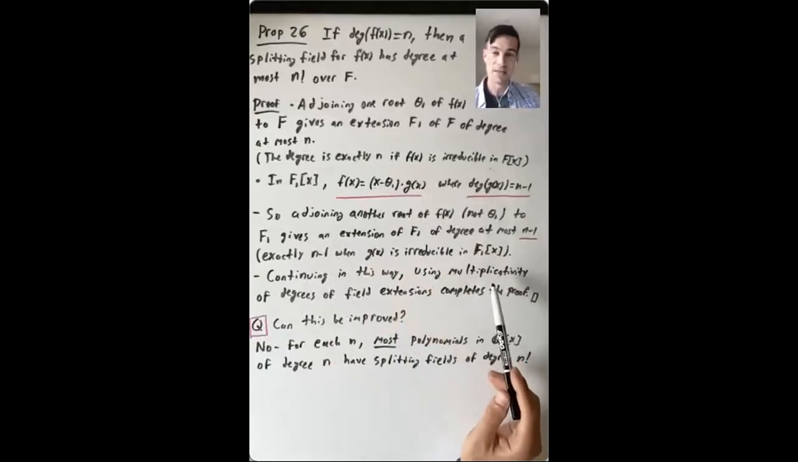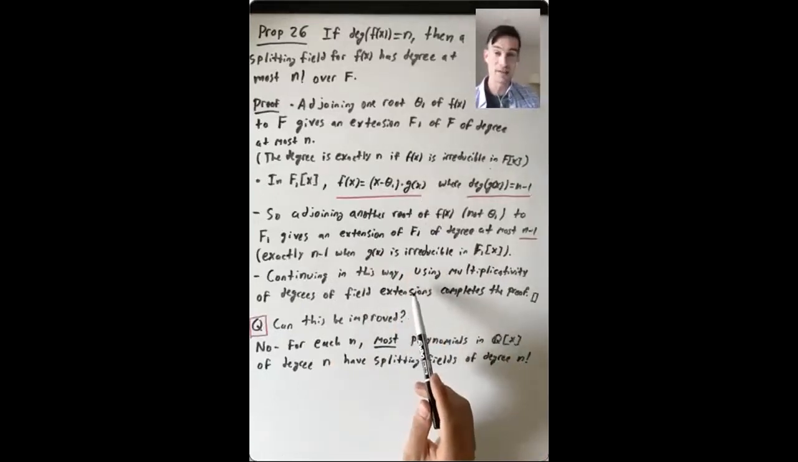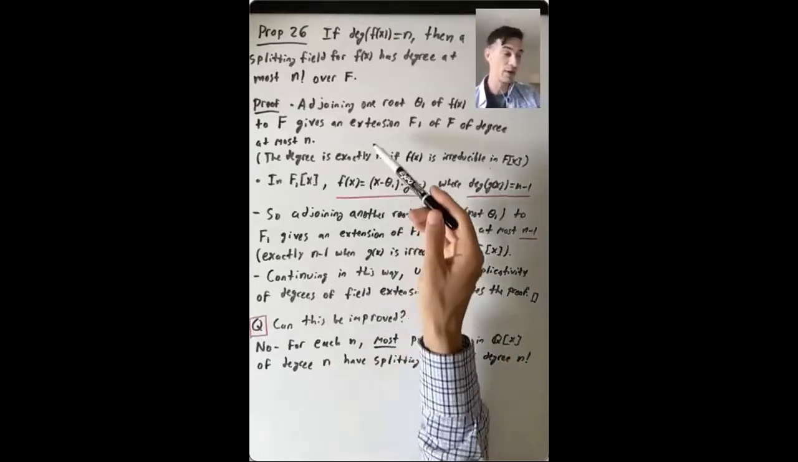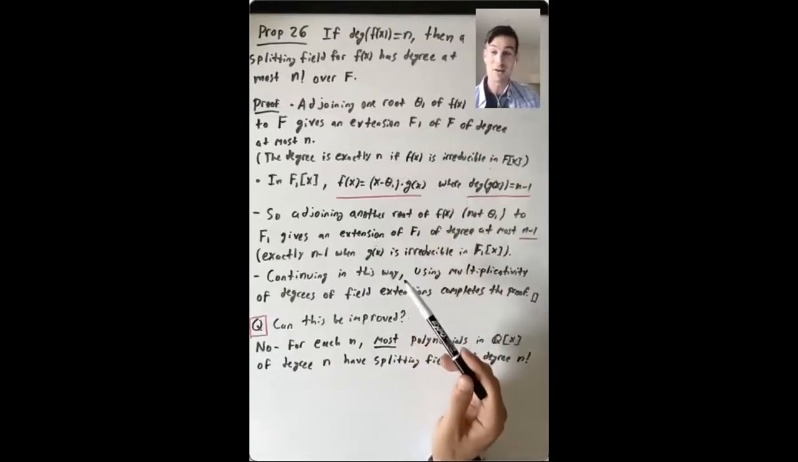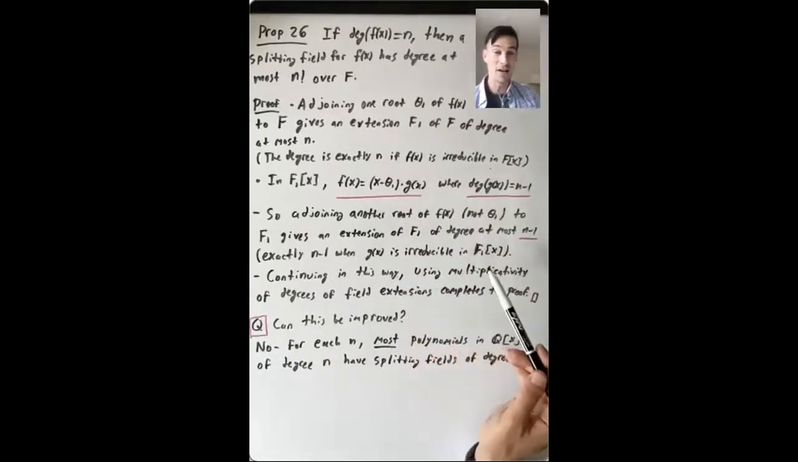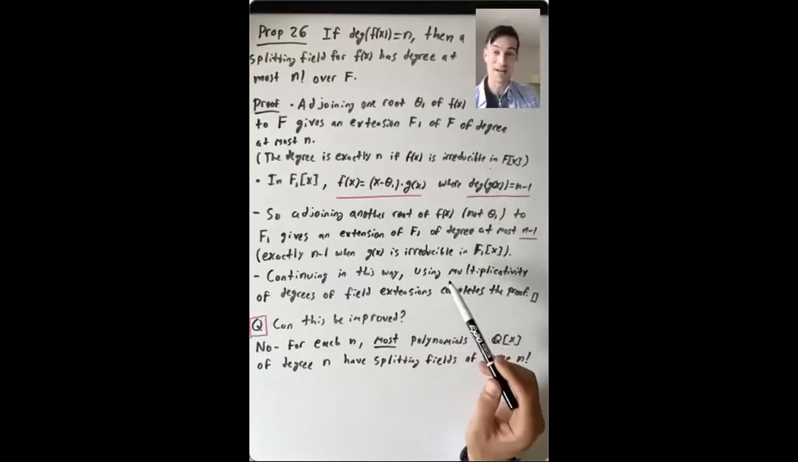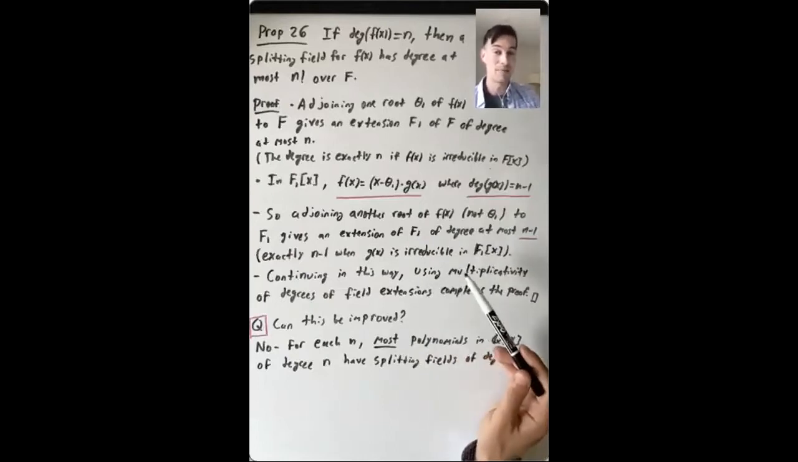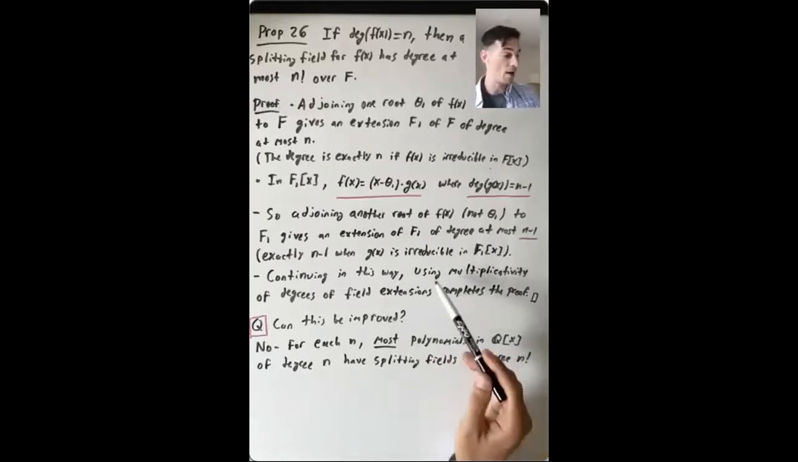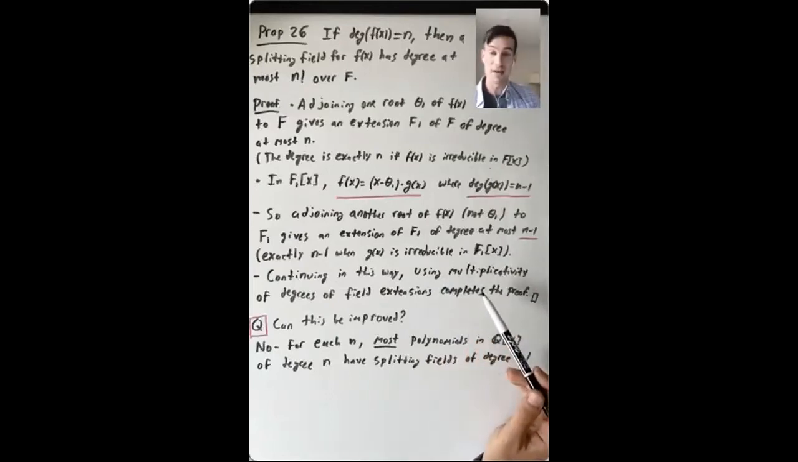So using the multiplicativity of the degrees of field extensions, what is the degree of that field that you've gotten when you've adjoined each one of the roots? There's at most n of these roots. So at first you get an extension of degree at most n, then an extension of degree at most n minus 1, then at most n minus 2. So you get an upper bound for the degree of this splitting field as an extension of F of n times (n minus 1) times (n minus 2) times ... times 2 times 1. So that's the end of the proof.